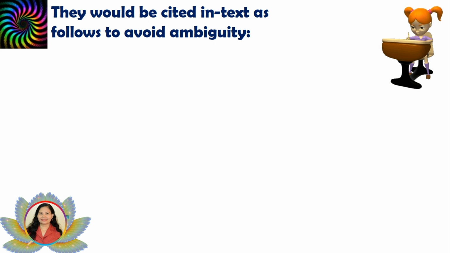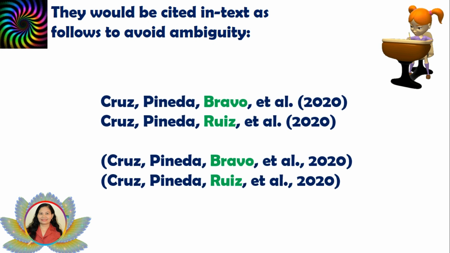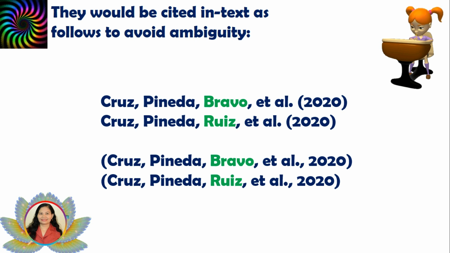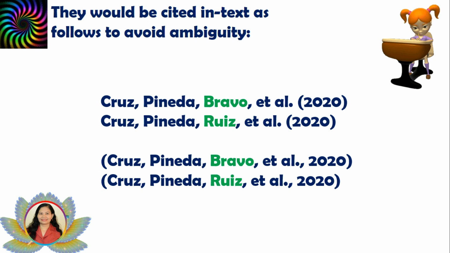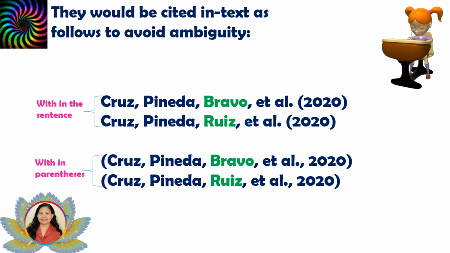Since the first and second authors are the same and the third authors in the groups are different, write these three authors to avoid misconception before writing et al. This can be placed within the sentence or it can be placed in parenthetical citation.